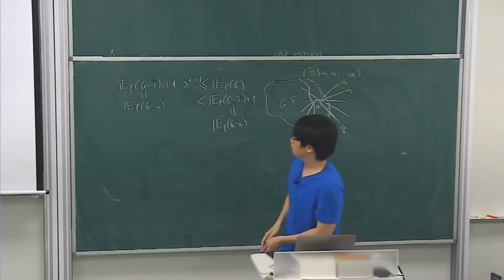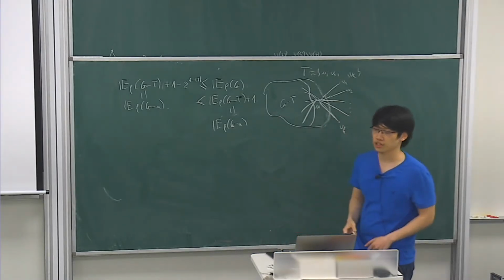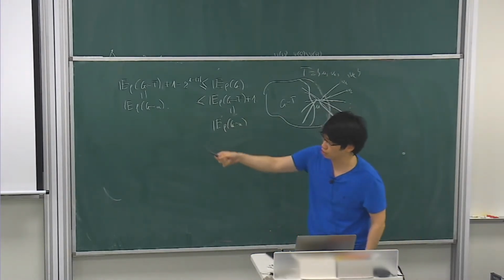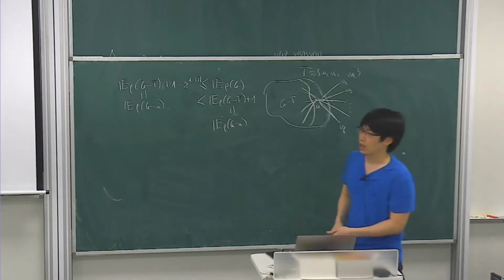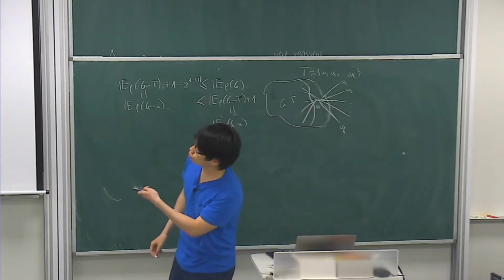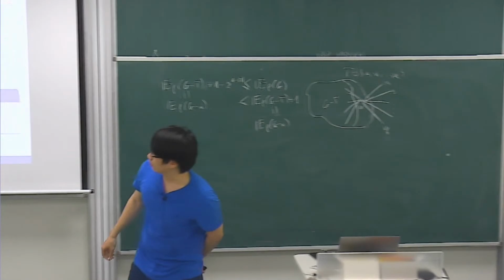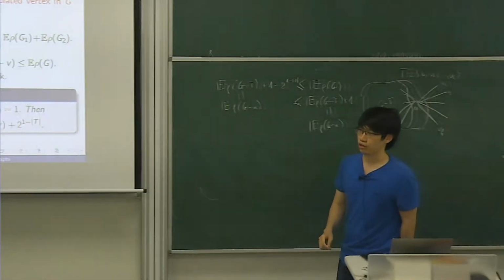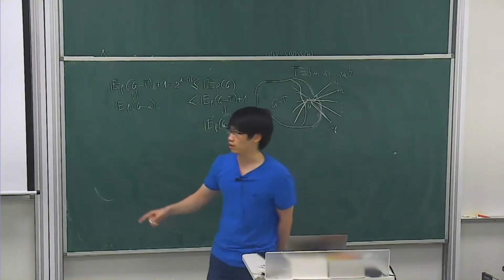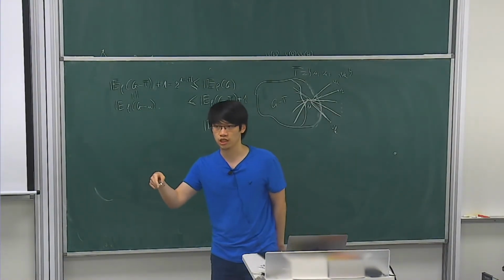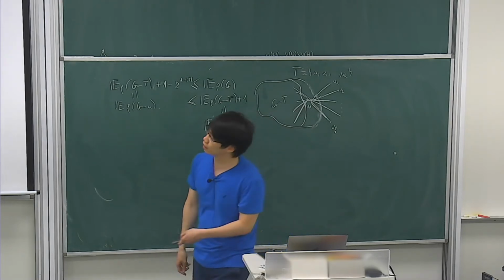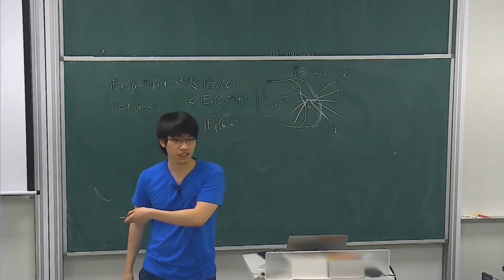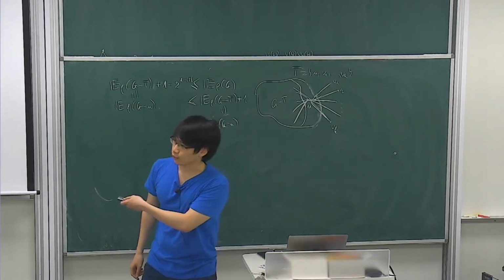Okay, so now you can see that if T is pretty large, then this inequality is pretty close. And if T is large, then the right-hand side inequality is also close, because we already know that the average cut rank of G minus V is almost that of G. Okay. Any question? No.